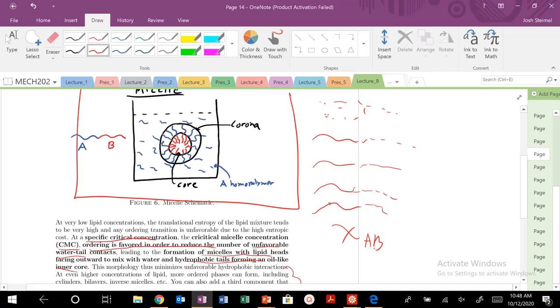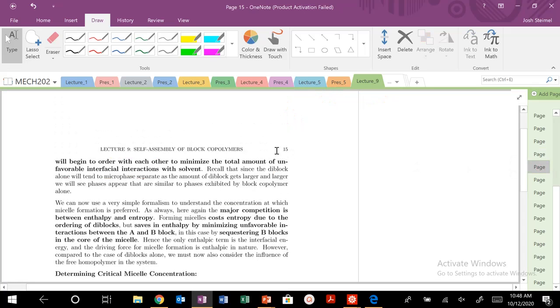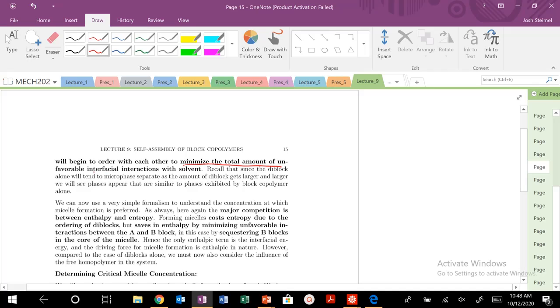So to minimize this, it will spontaneously self-assemble. Even though we lose delta S of mixing, and we know delta S of mixing is small, it will self-assemble to reduce the number of these unfavorable chi AB interactions. That is essentially what's going to be happening, and we're going to derive that expression in the next video. So again, the driving force is to minimize the total amount of unfavorable interactions with the solvent.